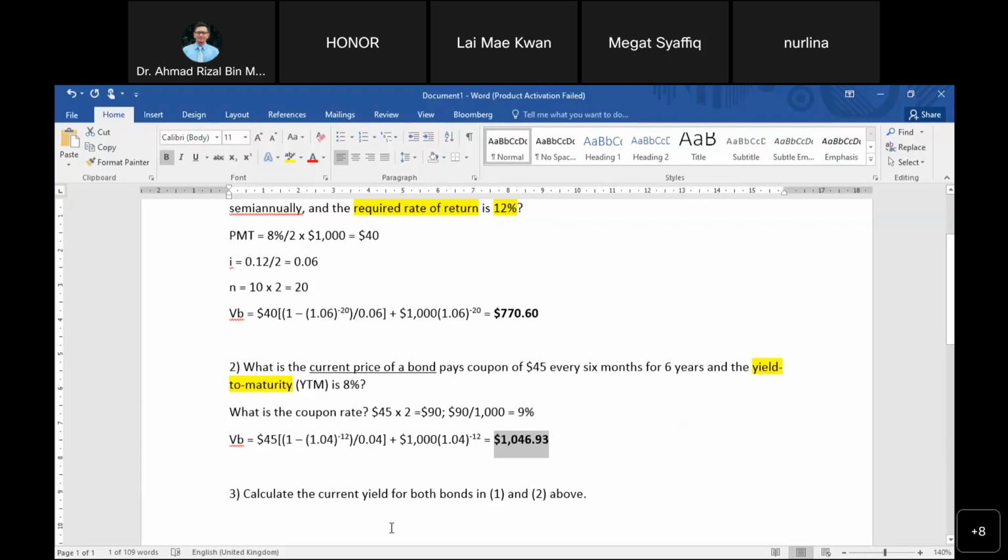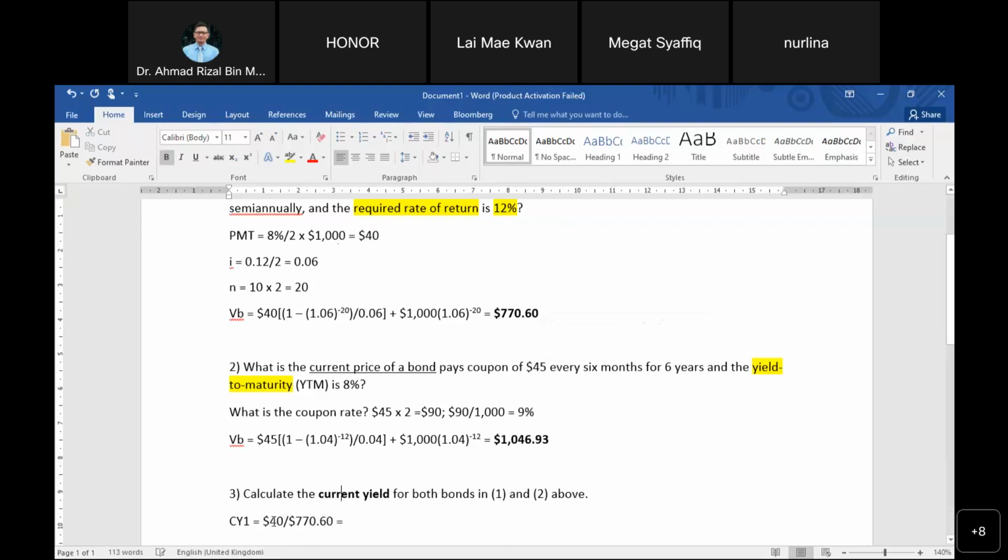Right. So now calculate the current yield for both bonds. So the current yield for the first bond, this is a mistake many students make when I ask for the current yield. They quickly want to answer, so they look at question number one, they look at the coupon is $40, or in this case, the coupon is $45. So they straight away put 40, divide by the price, 770.60, and they calculate the answer, which is wrong.